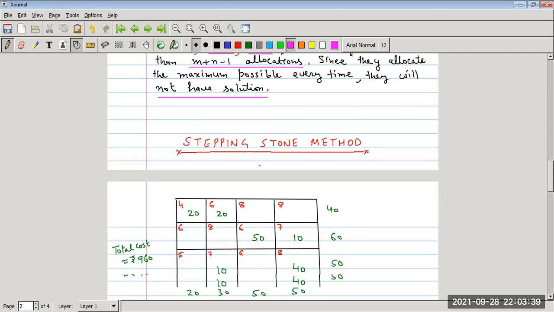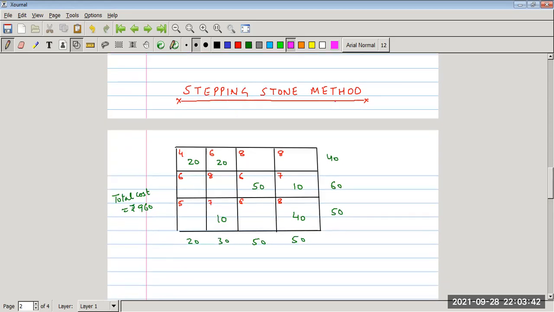So now we discuss one method that is called the stepping stone method. We are considering this same problem that we discussed earlier by the northwest corner method, least cost method, and Vogel's approximation method. So this is one of the basic feasible solutions given by any one of them. You can check. So now what we have to do is check whether it is basic feasible or not.